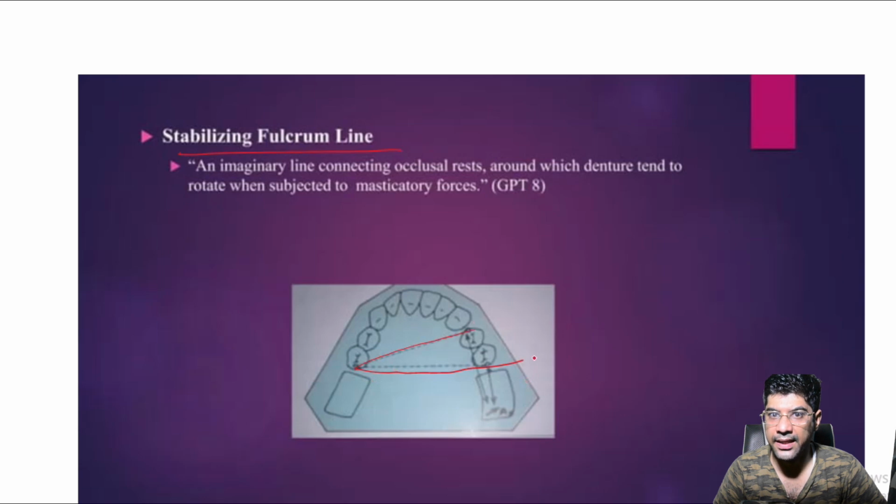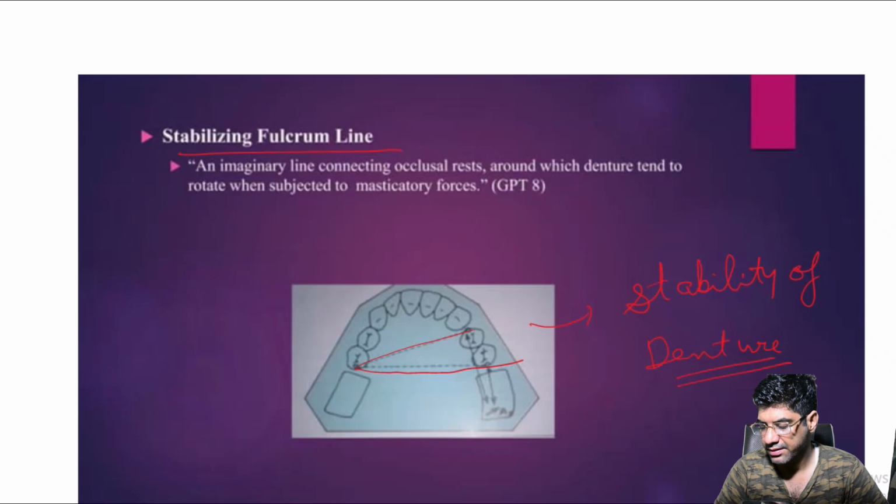It is the axis around which the denture rotates under the masticatory forces. Can anyone explain why it's important to understand the location of the fulcrum line? Understanding the location of the fulcrum line helps to manage the forces that are acting on the denture. By knowing where the fulcrum line is, we can design the denture to minimize the unwanted rotational movement and finally enhance the stability of the denture.